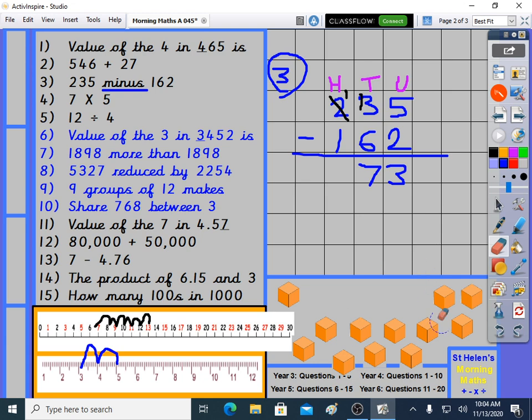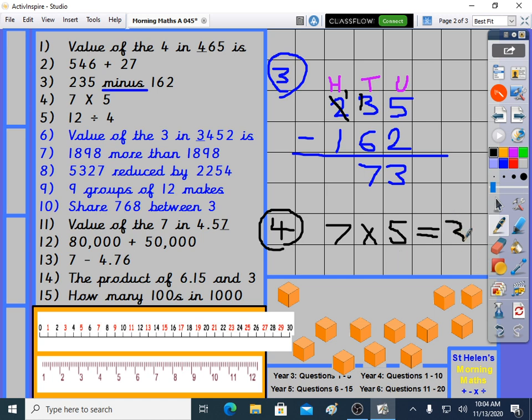Question 4 is multiplication, as usual. 7 lots of 5. 7 times 5. Now we, in year 3 anyway, probably know our 5 times table. So we're seeing our 5 times table 7 times. Because 7 times 5 is the same as 5 times 7. So let's sing our 5s. 5, 10, 15, 20, 25, 30, 35. I counted up to 7 fingers and I got to 35. So if you have 5 7 times, you will have 35.